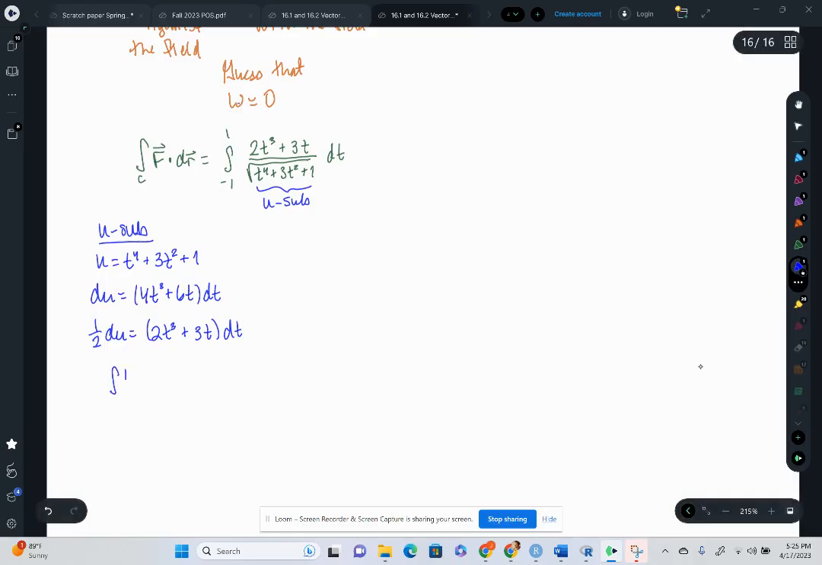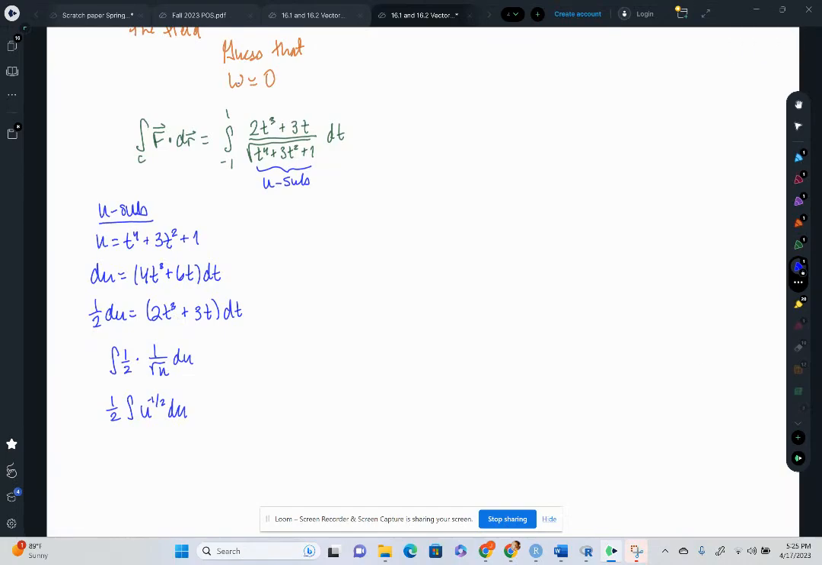This is going to be the integral of 1/2 times 1 over the square root of u du. So that's 1/2 the integral u to the -1/2 du. Integrating a -1/2, we would add 1. So I get u to the 1/2. All right, so this is 1/2 u to the 1/2 divided by 1/2, which just all simplifies to u to the 1/2. Okay. So my antiderivative here is just going to be my u raised to the 1/2 power.